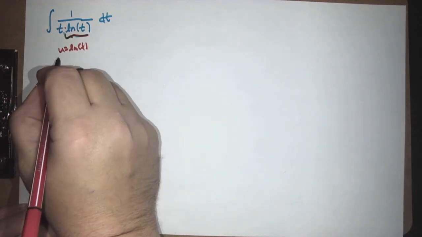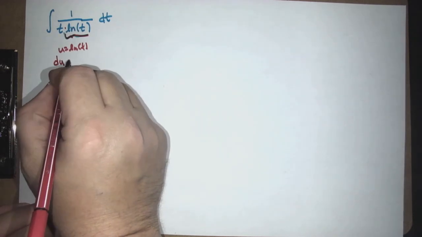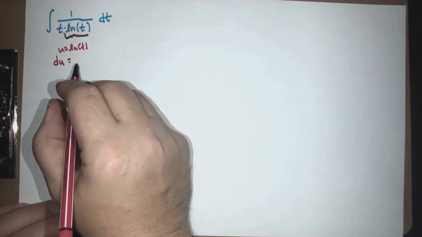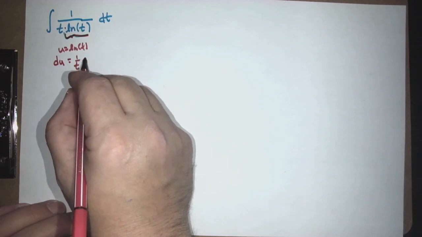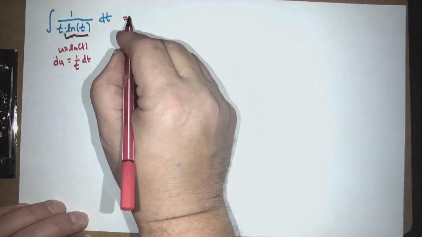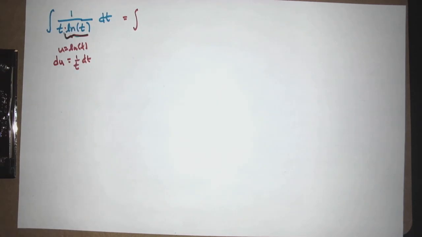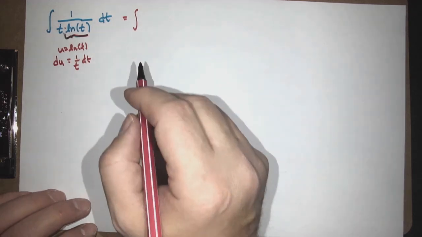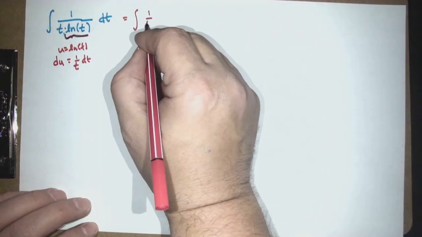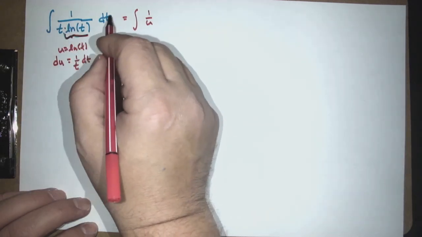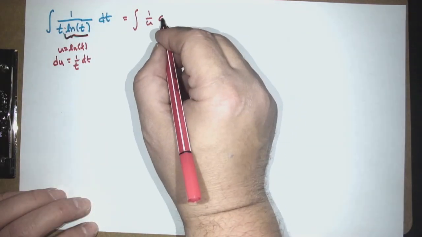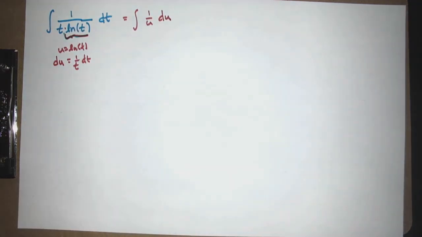Okay, so let's see what this would become. If u equals log t, what is du? 1 over t dt. So this will become the integral of what? One over u, that's a 1 over u, and then this 1 over t becomes part of the dt, the du. Do we know the integral of 1 over u?